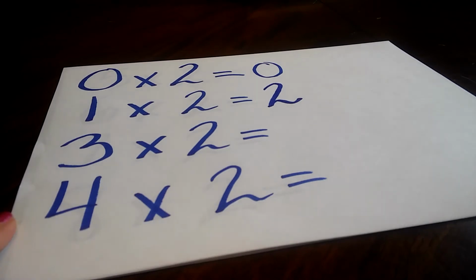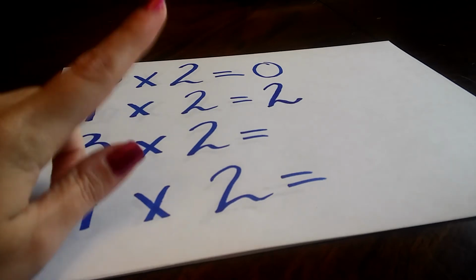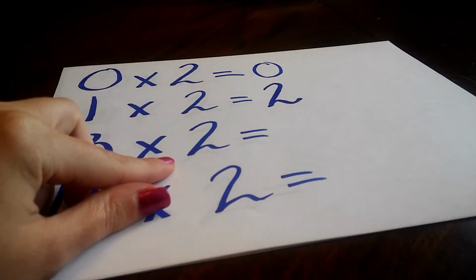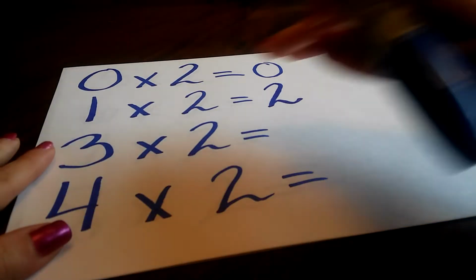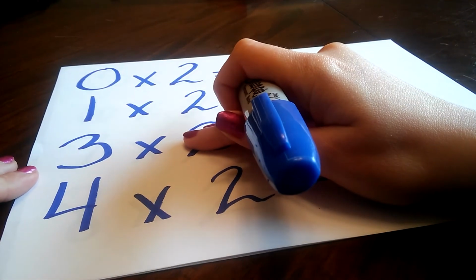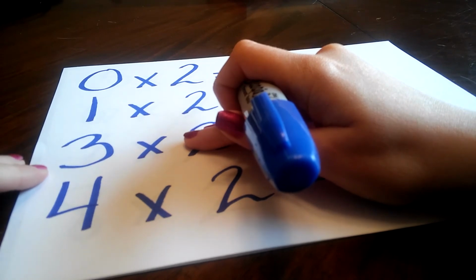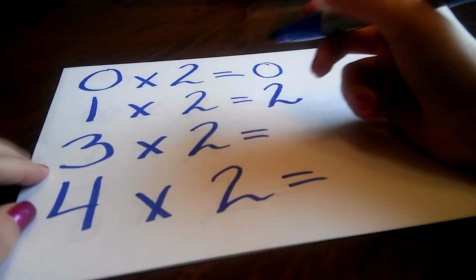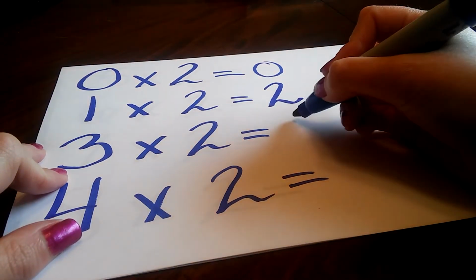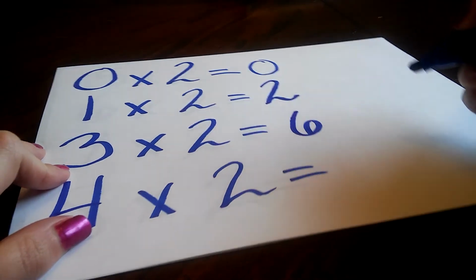3 times 2. I just talked about multiplying by 3 on my video for this week, but we're talking about multiplying by 2. What you're going to do when you're multiplying by 2 is take the double. You're going to pretend that the 2 is not even there, and look at the 3, and double that number, or say 3 plus 3. 3 plus 3 is 6. So 3 times 2 is also 6.